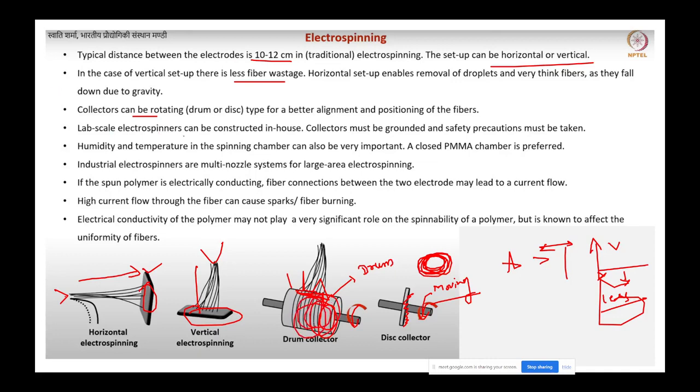And the lab scale electrospinners can be constructed in house. Collectors must be grounded. Okay, so it means these things must be grounded, I mean, electrically it should be grounded, and the safety precautions must be taken during the experiment. Humidity and temperature are among the most important factors. So in the spinning chamber that can be very important, and a closed PMMA chamber is preferred in this case.